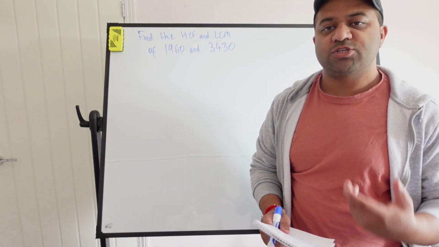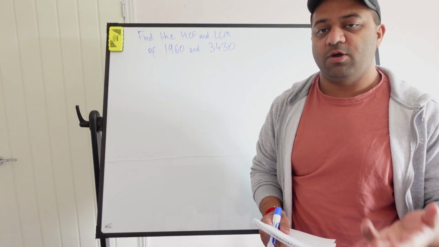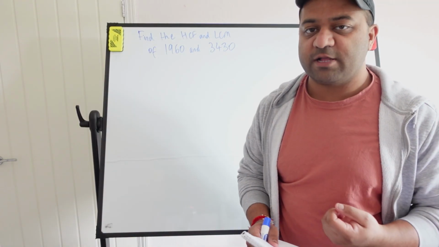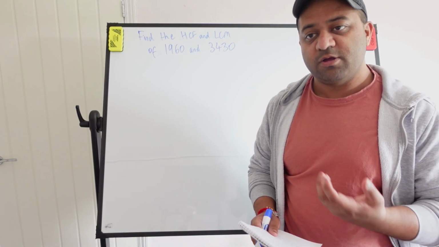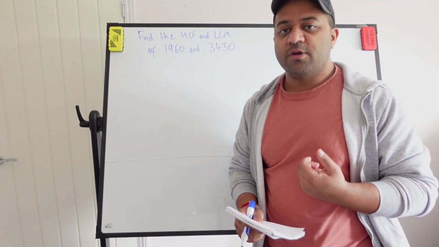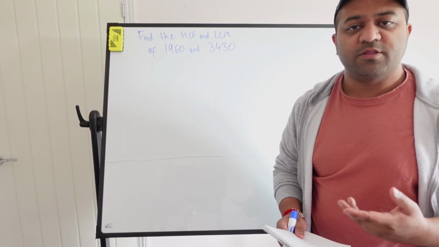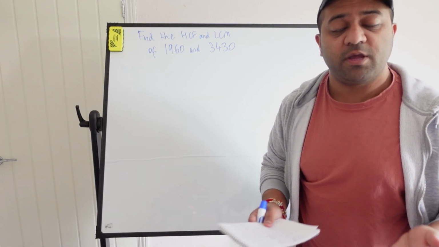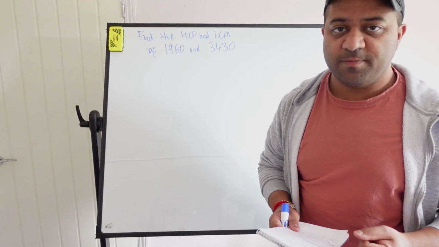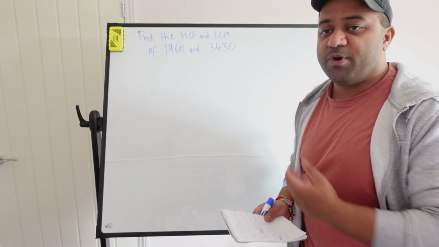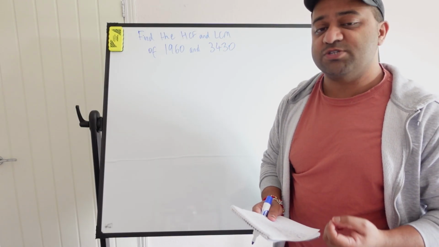Okay, so for our final example, we'll be taking a look at finding the highest common factor and the lowest common multiple of these two large numbers, 1,960 and 3,430. This might be a typical question found in your non-calculator paper. So I will break down both of the numbers into their prime factors to begin with.